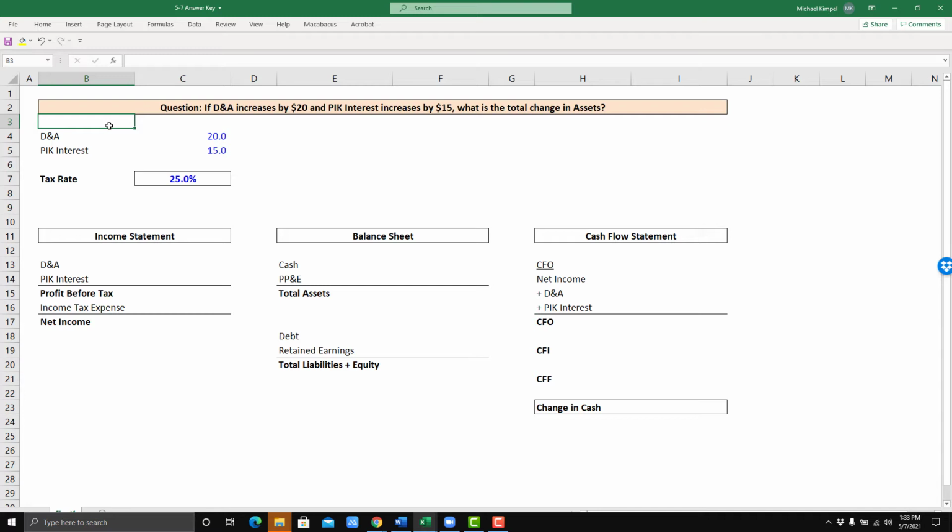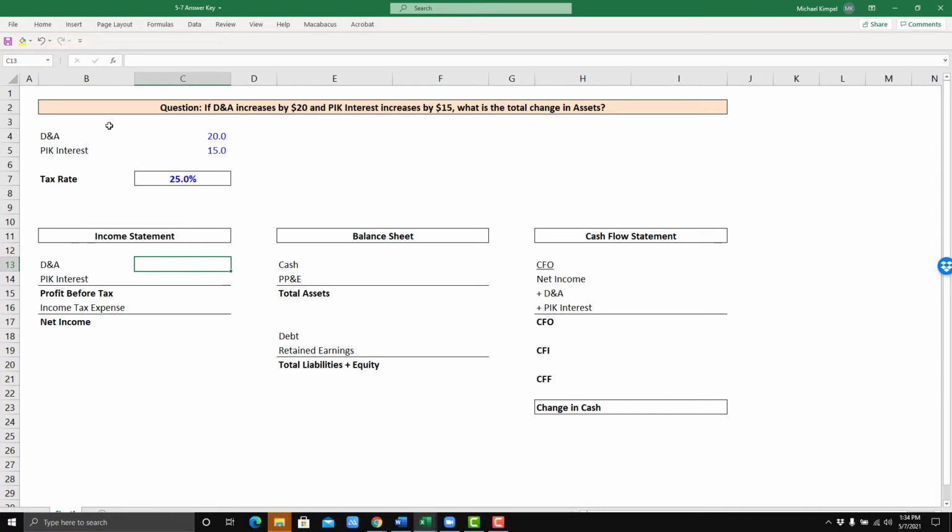So the question for this week was, if DNA increases by $20 and PIK interest increases by 15, what is the total change in assets? This is a standard three-statement flow question with, I guess, a few wrinkles. We have two items instead of the typical one. We have a 25% tax rate instead of 20%, but otherwise, it's basically the same as the questions that we review on our YouTube channel. Given that, I'm going to follow the same flow that we use on the YouTube channel. So with that, let's kick things off here, and we'll go down to our income statement and work through our income statement impacts.